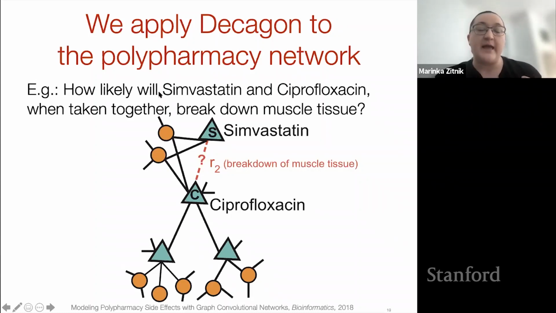The users could then pose a query, for example, whether a form of statin and ciprofloxacin, which are two drugs, when taken together, would lead to breakdown of muscle tissue. That effectively meant that in the back end, the model was tasked with predicting the probability that these two drugs are connected in the graph by an edge of type R2, if R2 would indicate breakdown of muscle tissue.